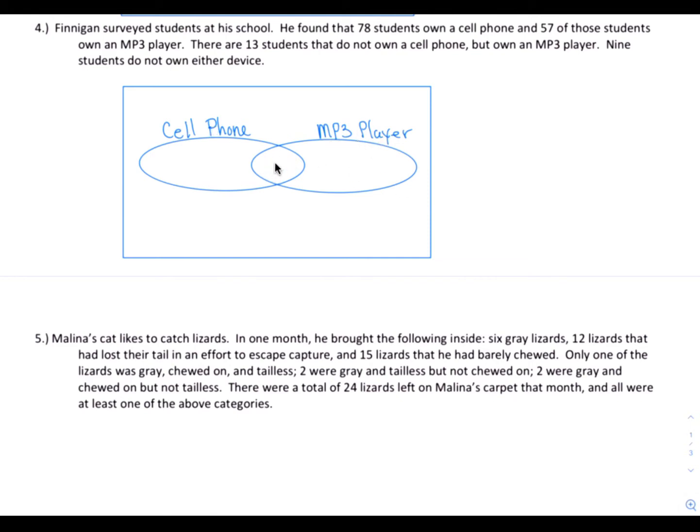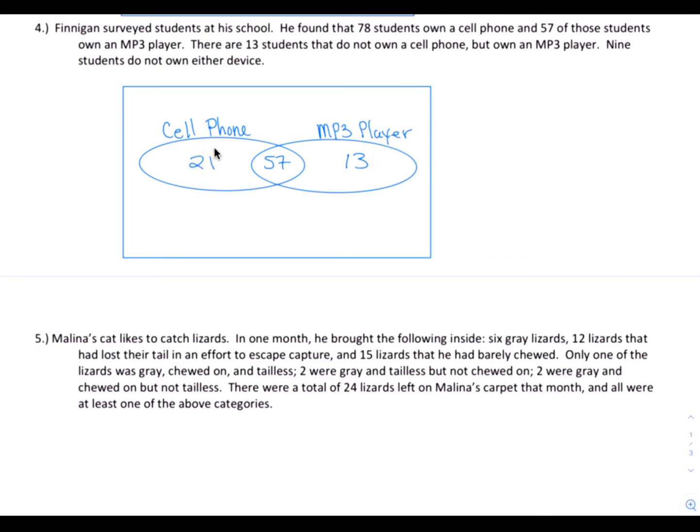We can actually figure out the middle right away because here it says he found that 78 students own a cell phone and 57 of those students own an MP3 player. That means 57 is going to go in the middle because there are 57 students who own a cell phone and also own an MP3 player. We can conclude that 13 goes here because there are 13 students who do not own a cell phone but own an MP3 player. So that would be 13 here.